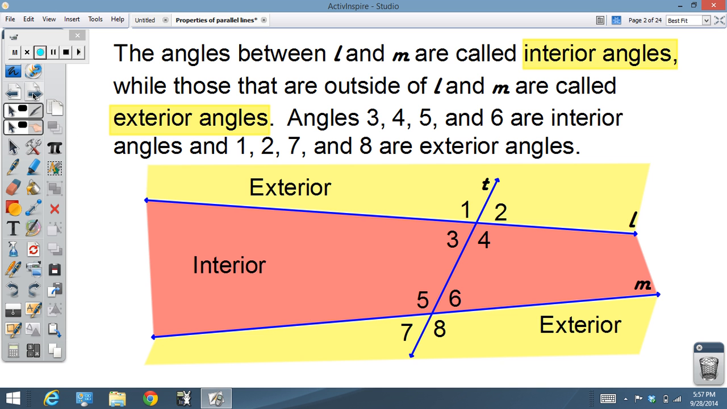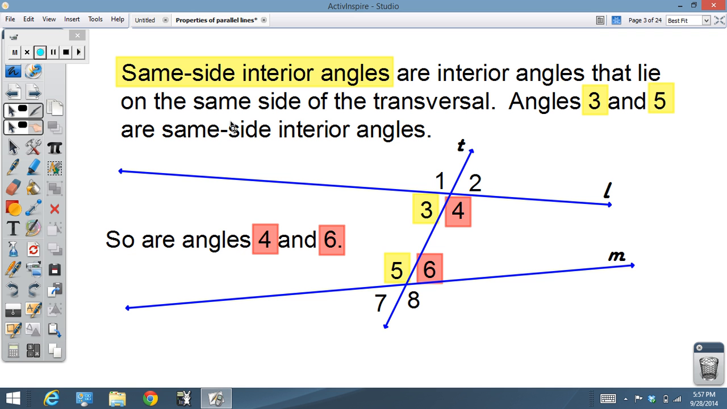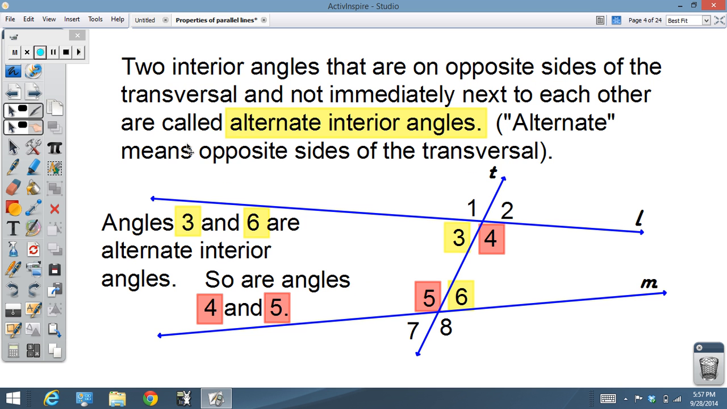And that made it so that certain relationships are going to be defined. Okay? So interior angles 3 and 5, along with angles 4 and 6, are called same-side interior angles. So there are two pair of same-side interior angles in this picture. Two pair of alternate interior angles, those being 3 and 6 and 4 and 5, opposite sides of the transversal, interior between L and M.